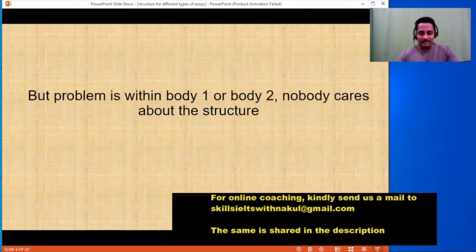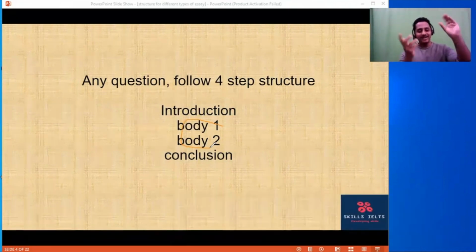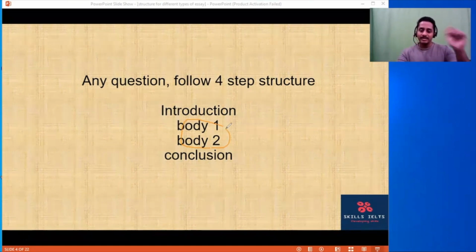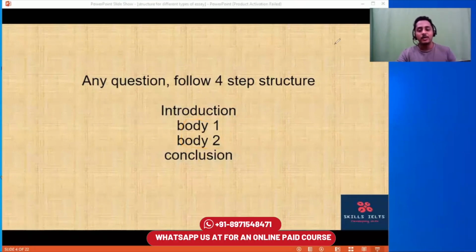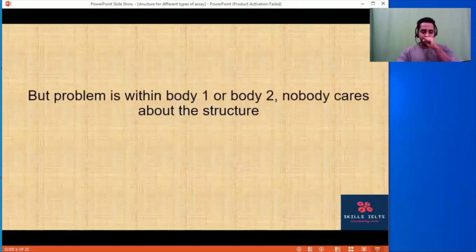But this everyone knows. The problem is that within body 1 and body 2, nobody cares about the structure. And that is where your ideas are correlated. This is where the marks exist. And no, Nakul, don't tell me all this about body 1, body 2. Just give me the structure, intro, body 1, I will write on my own. You please step out, I will write. No, this is where you actually get the marks. So the entire essay has a structure. Inside that, body 1 will have a separate structure. Body 2 will have a separate structure. Correct? And that structure depends on the question. Every question is different, so everywhere you should use a separate structure. Let's understand more about it.